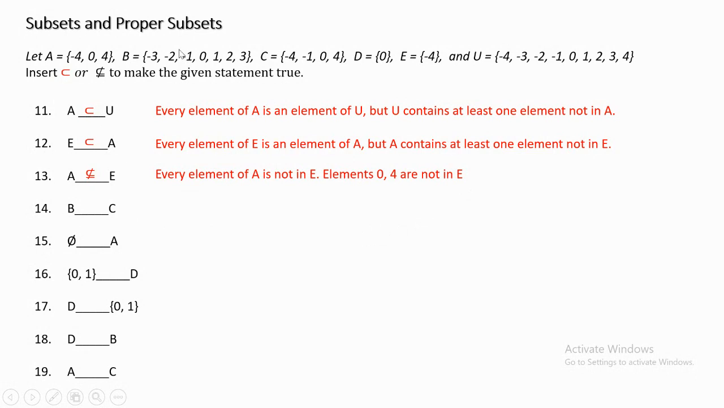For 14, we have B, which is negative 3 to 3, and we have C, negative 4, 1, 0, 4. Here, this symbol is going to go there because not every element in B is in C. Elements negative 3, negative 2, 1, 2, and 3 are not in C.